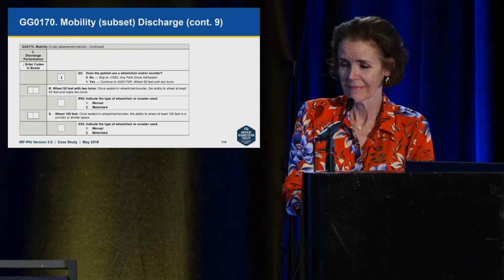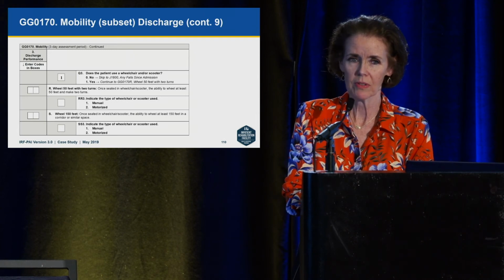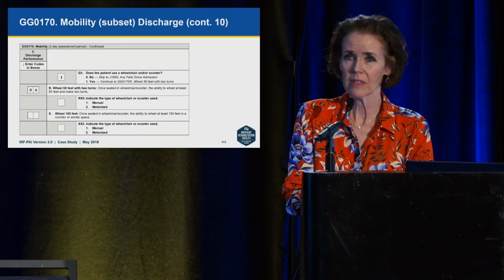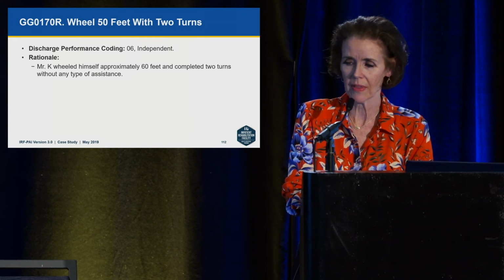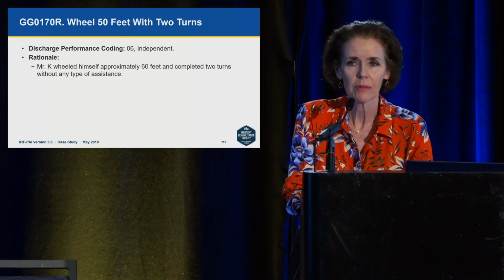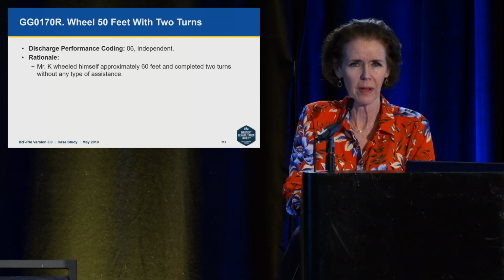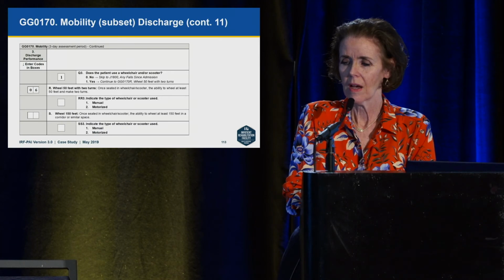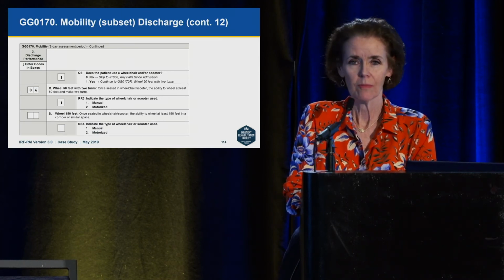There we go. Wheel 50 feet with 2 turns. What is the discharge performance code for that? The correct code should be 06. And Mr. K wheeled himself approximately 60 feet and completed 2 turns without any type of assistance. So he did really well. I think 70 feet was his baseline. Wasn't that what it took for him to get to the mailbox, if I remember the case study? Good. Indicate the type of wheelchair or scooter used. 1, the manual.